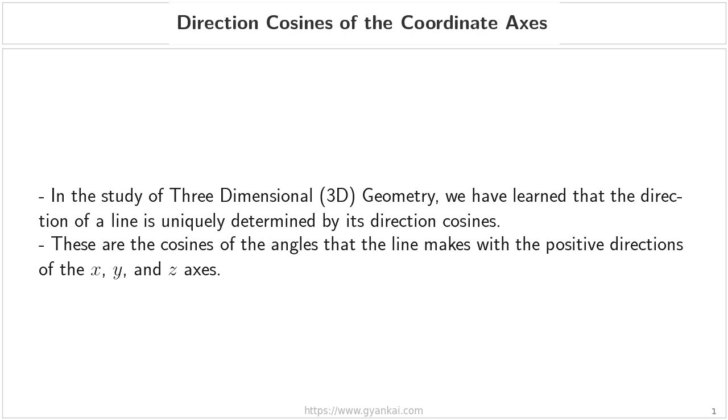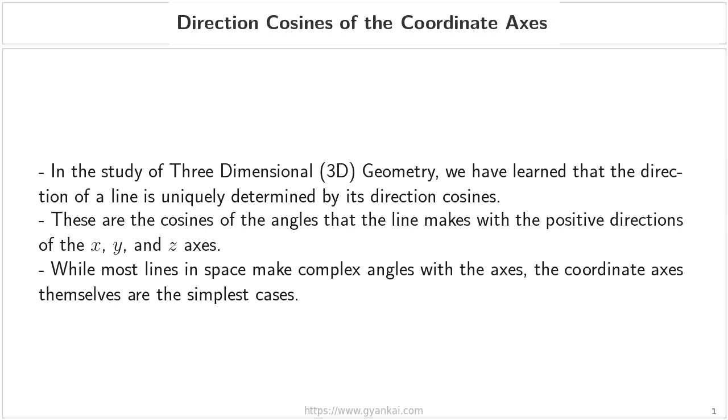Simply put, these are the cosines of the three specific angles that a given line makes with the positive directions of the x, y, and z axes. Now, you might be thinking that calculating these angles for any random line in space could get quite complicated, and you are right. Most lines in 3D space do indeed make very complex angles with the axes. However, today we are going to look at the simplest possible cases, the coordinate axes themselves.